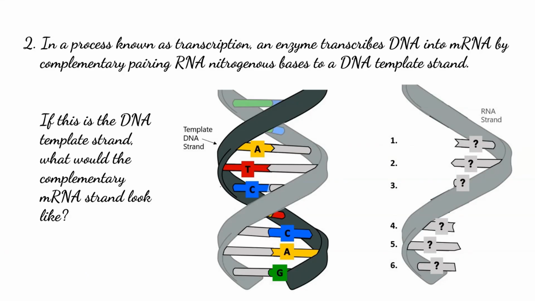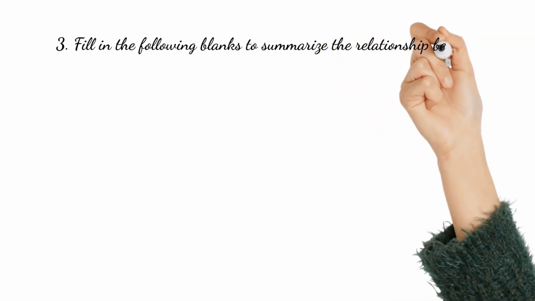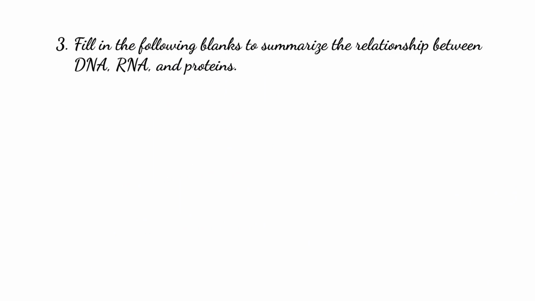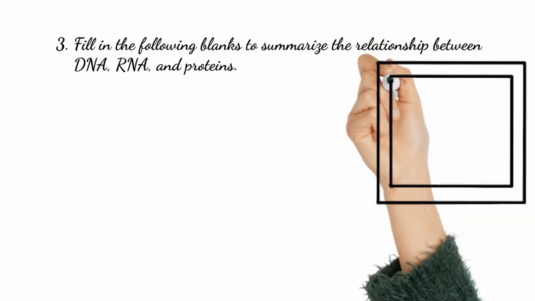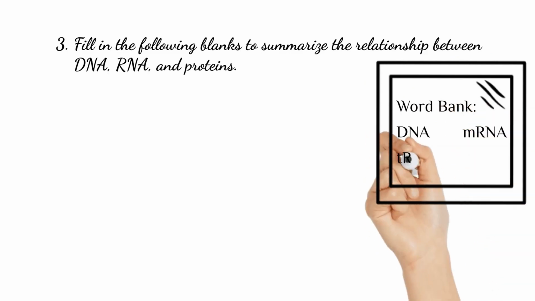Okay, and now last but not least, I want you to fill in the following blanks to summarize the relationship between DNA, RNA, and proteins. I've provided a little word bank over here for you to choose from to fill in these following blanks. Sound good? Okay. And to keep the different blanks straight, I'm going to replace the blanks with A, B, C, and D. Sound good? And definitely keep in mind that the words in the word bank can definitely be used more than once.